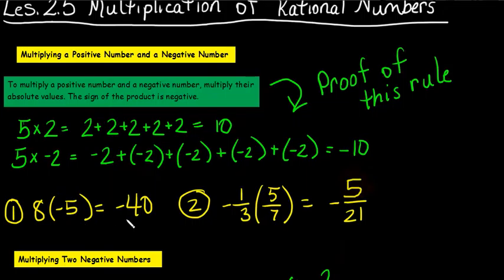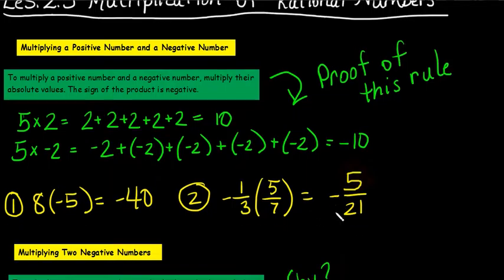8 times negative 5 equals negative 40, because 8 times 5 is 40, but it's going to be negative. And negative 1/3 times 5/7 is going to be negative 5 over 21, because 1/3 and 5/7 is 5 over 21 when you multiply, but the sign's going to be negative.